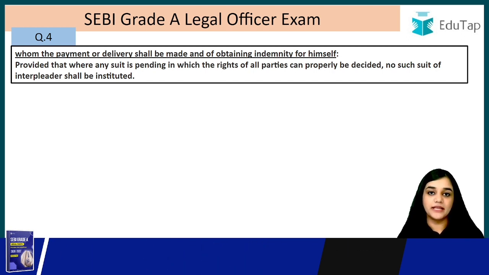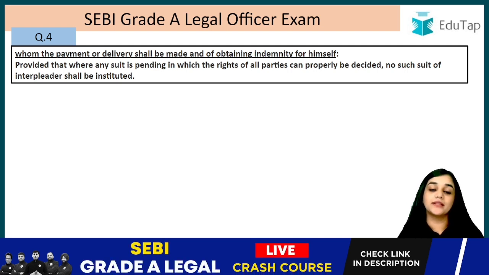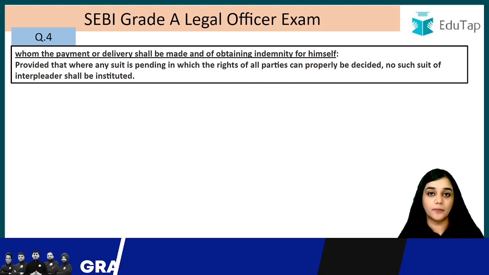For example, the plaintiff is ready to pay and there are 4 or 5 defendants, and all of them are claiming that this thing is mine and this thing is mine. So in that case, what is the person who has that property going to do?